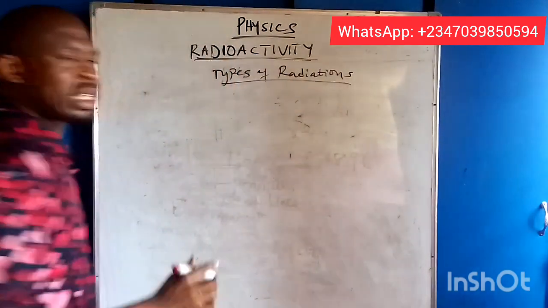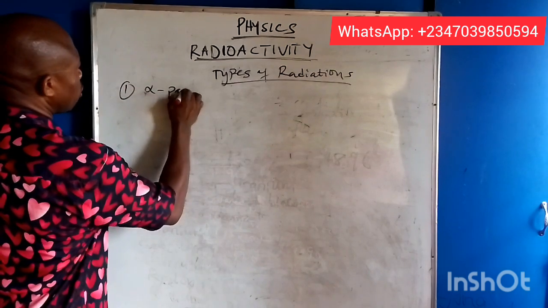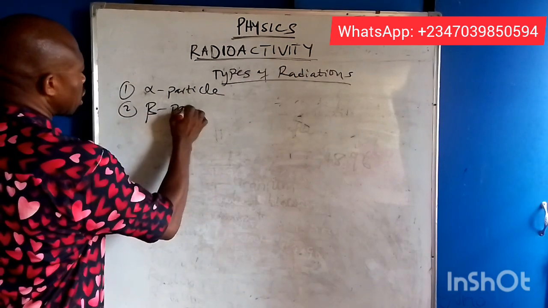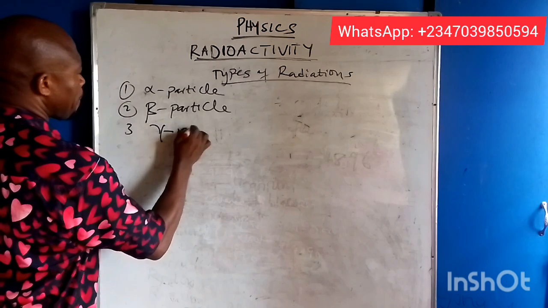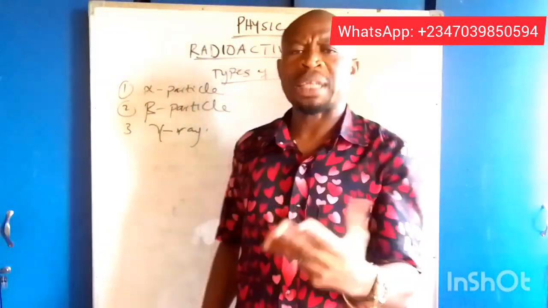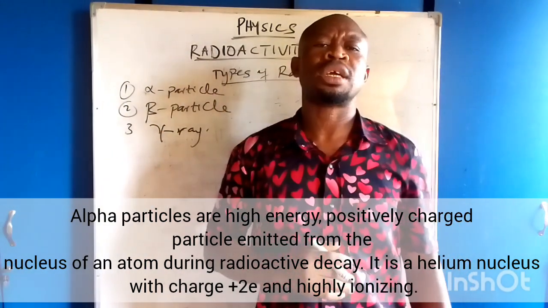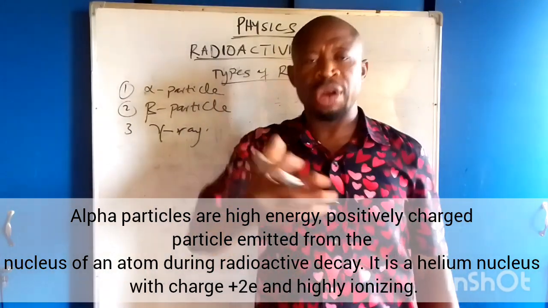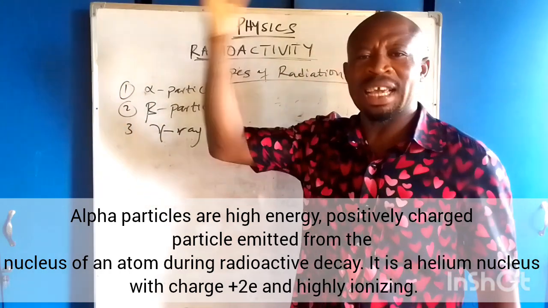There are basically three types of radiation, just as we discussed. One, we have the alpha particle. Two, we have the beta particle. And the third one is the gamma ray. Now, let us take them one after the other. Alpha particle. An alpha particle is nothing but a positively charged high energy particle that is released from the nucleus of an atom during radioactive decay.